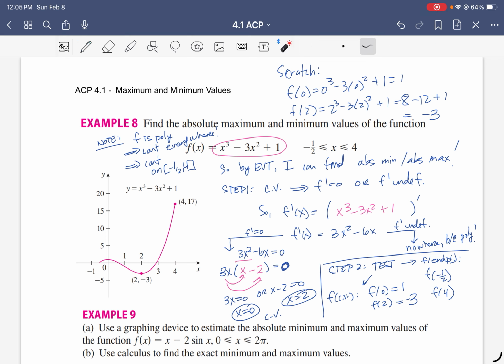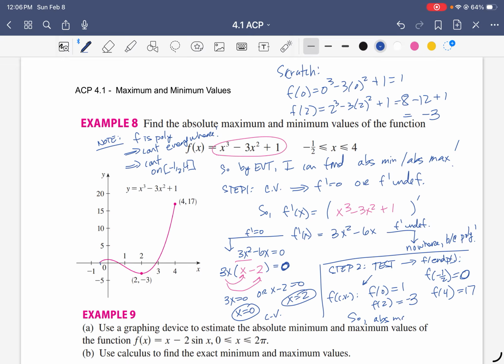So far, if that's the only places I were to test, then this would be my absolute max, and this would be my absolute min, right? That would be the case if all I checked were my critical values. But I must also check these two endpoints and compare them to how large I was at my critical values. Testing these two endpoints, you can pretty clearly see that f of -1/2 is going to be 0. We can see that from the picture, but also with the algebra. And then when you plug in f of 4, you end up getting 17.